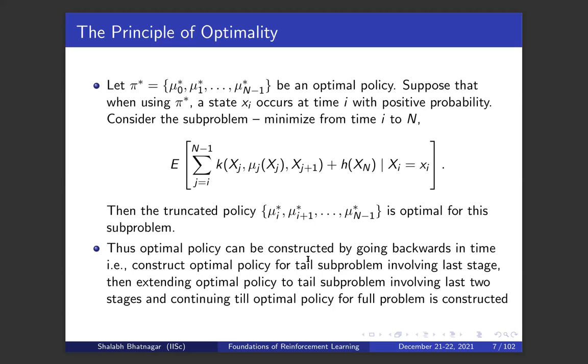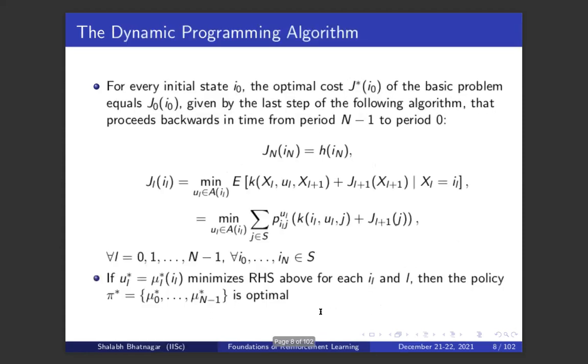What it tells us is that you can construct an optimal policy by going backwards in time, which essentially means you construct the optimal policy for the tail subproblem involving just the last stage n minus 1. So look at the cost incurred in stage n minus 1 and the terminal cost. Just start from there, and then go 2 steps back and so on until the full optimal policy is constructed. And that's what this algorithm, called the dynamic programming algorithm, gives us.